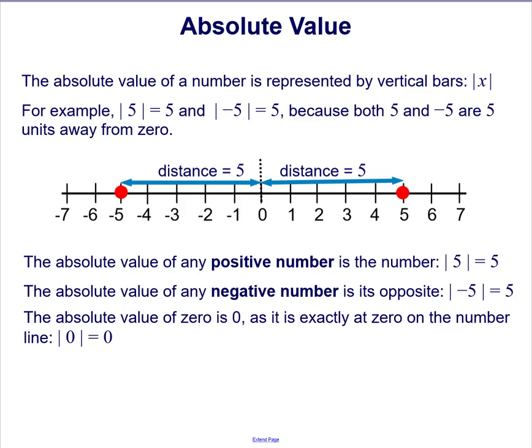The absolute value of any negative number is its opposite. As we see here, the absolute value of -5 is also 5. The absolute value of 0 is 0, as it is exactly at 0 on the number line.